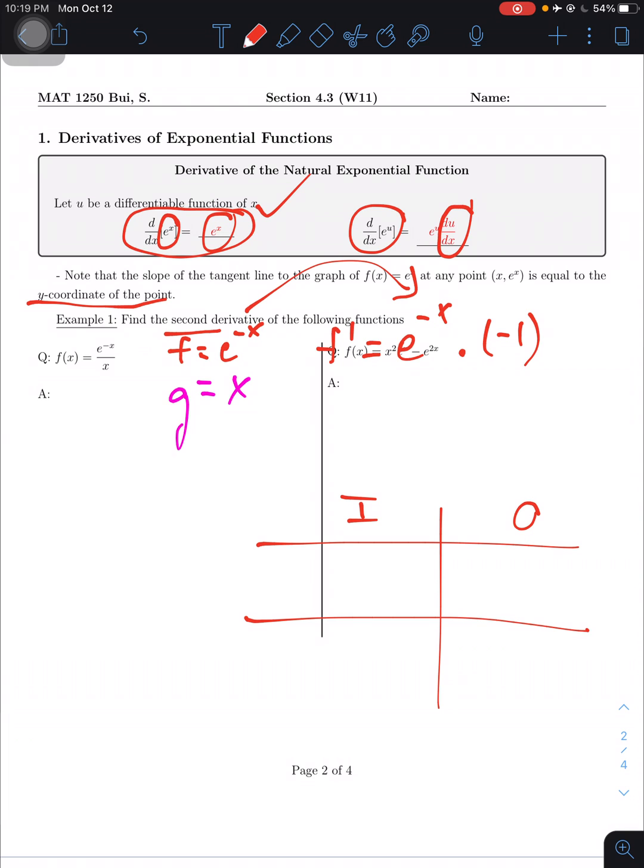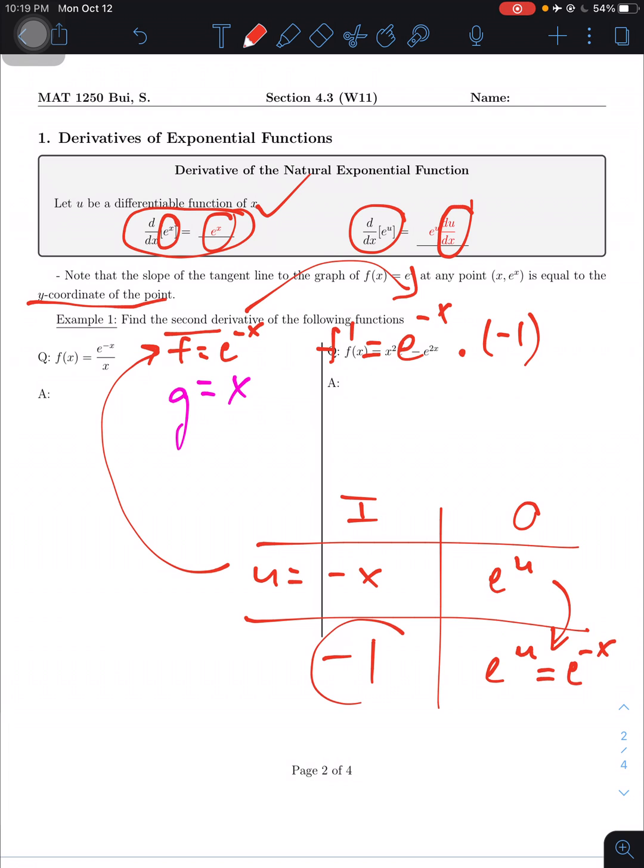Inside we're going to get negative x equals u, and on the outside we have e to the u, and all of this is for f. Then the derivative of negative x in here equals negative 1, and the derivative of e to the u equals e to the u. Now because we don't have anything to do with u, we have to put it back in terms of x. So we multiply negative 1 with e to the negative x. This is where the e to the negative x and the negative 1 are coming from.